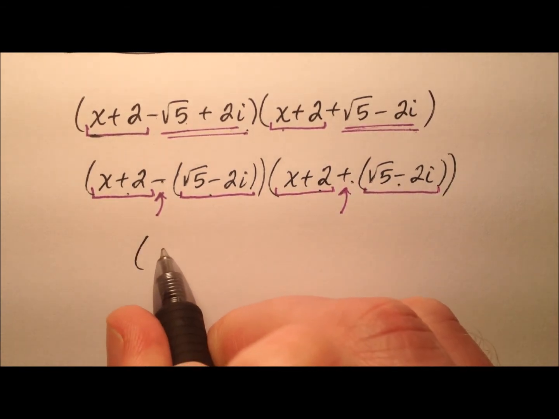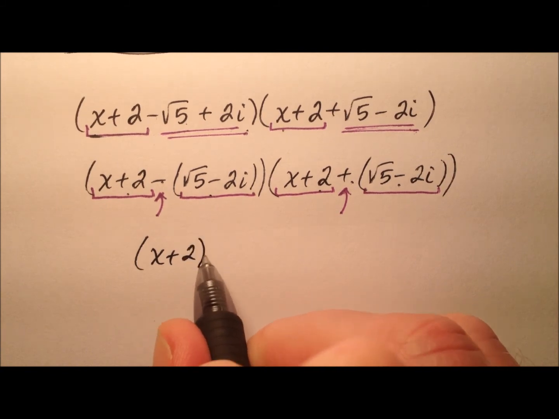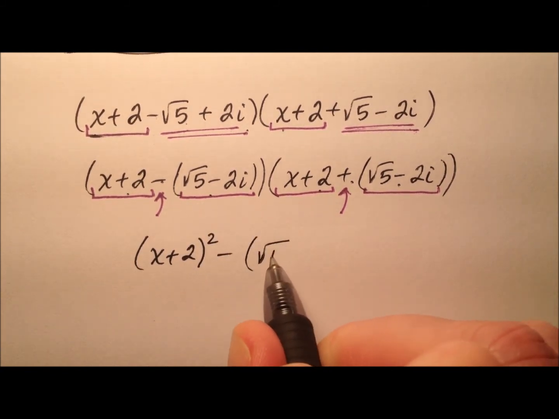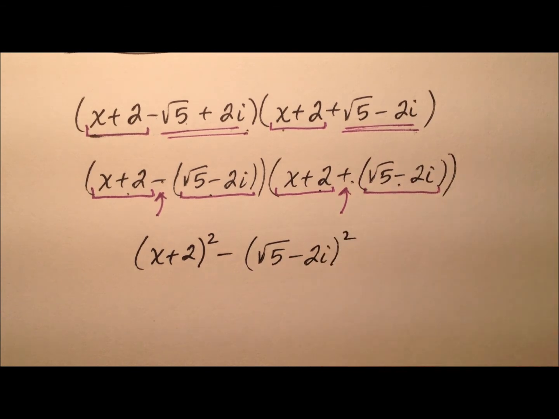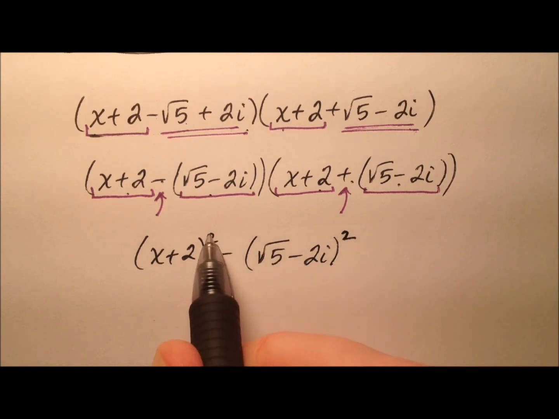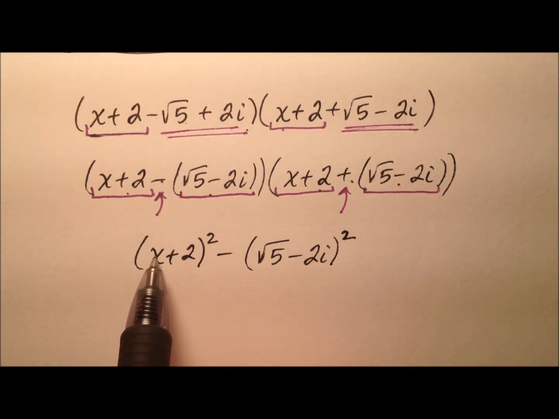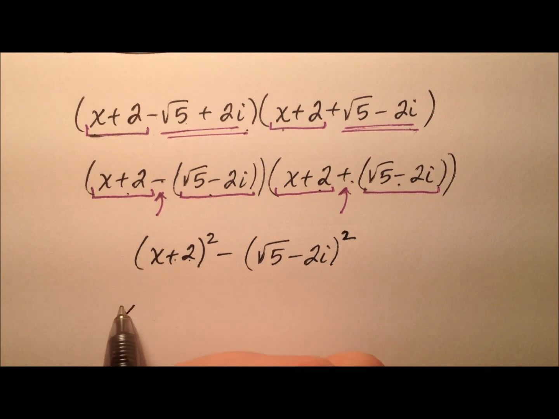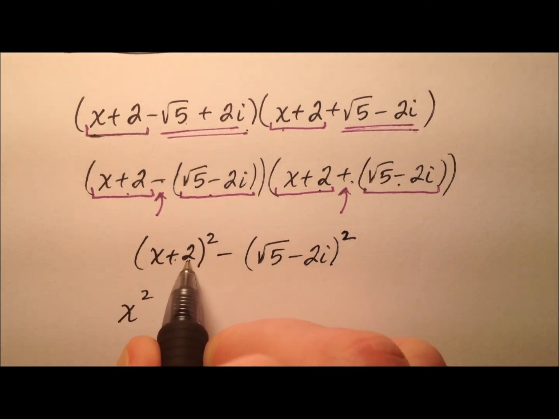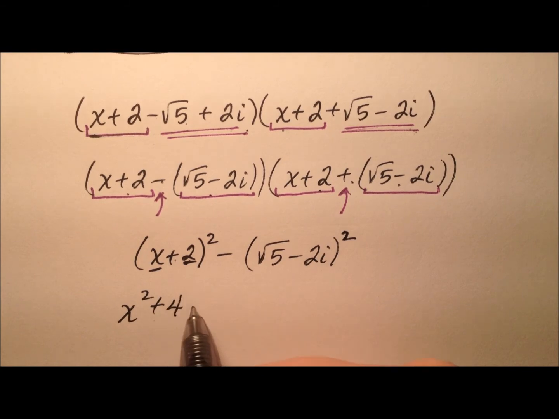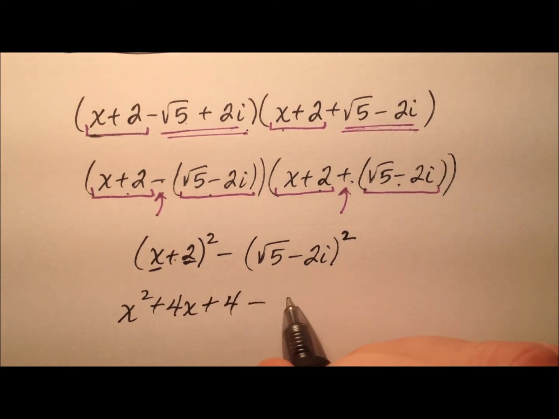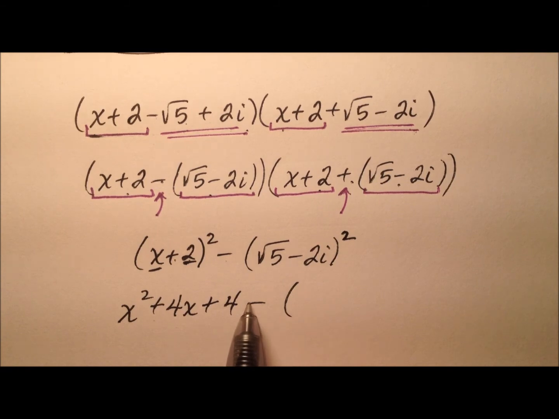So in order to do this much more efficiently, it's x plus 2 squared minus the square root of 5 minus 2i squared. So now I just have 2 perfect squares, and I can easily use my little formulas to do that. So when I have something like a plus b squared, I'm going to square the first one. I'm going to multiply the 2 terms and double it, so plus 4x, and then the square of the last term there, so plus 4. Then I have this minus sign, so I'll put this next square in parentheses so I don't mess this up, because I'm going to have to distribute that negative through.